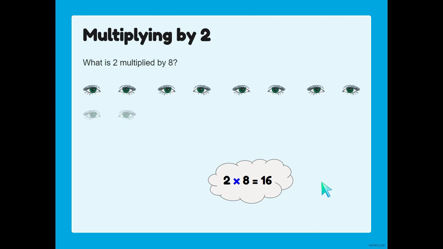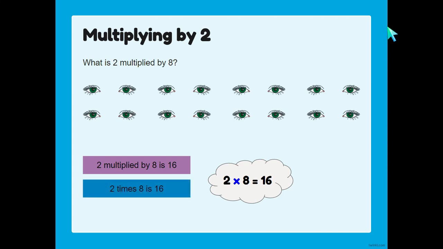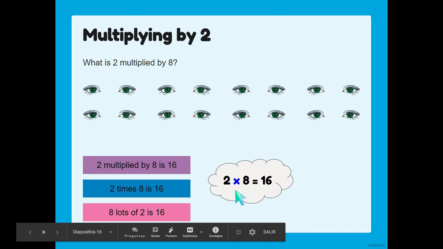For our final example, we have pairs of eyes. What is 2 multiplied by 8? 2 multiplied by 8 is 16, or 2 times 8 is 16, or 8 lots of 2 is 16. And this is the same as representing the operation like this. 2 times 8 equals 16.